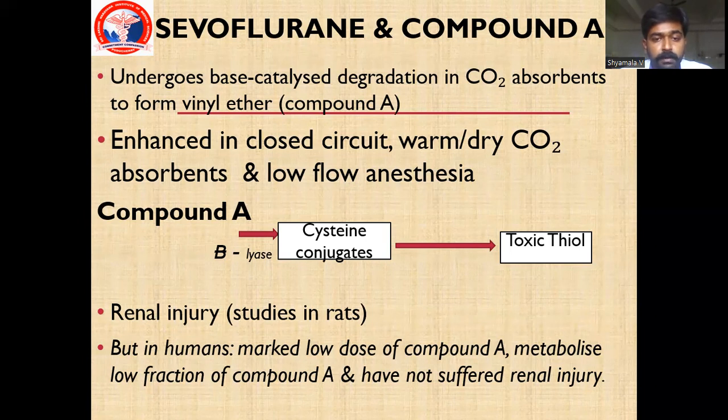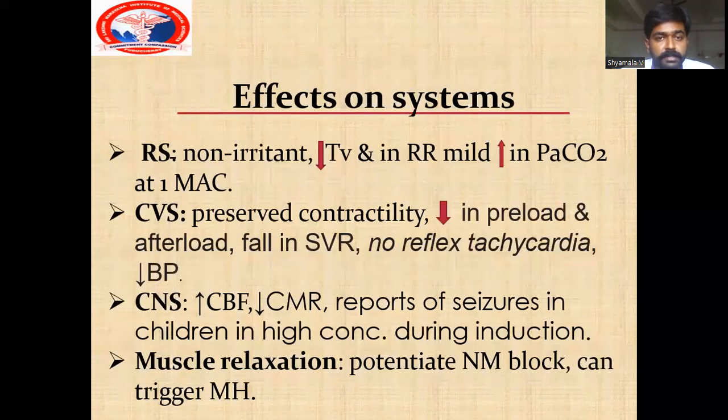Compound A cysteine conjugates to toxic thiols. It causes mainly renal injury, which is proven by studies in rats. But in humans, with low doses of compound A, a low fraction of compound A is metabolized and they have not suffered renal injury. Effects on systems.